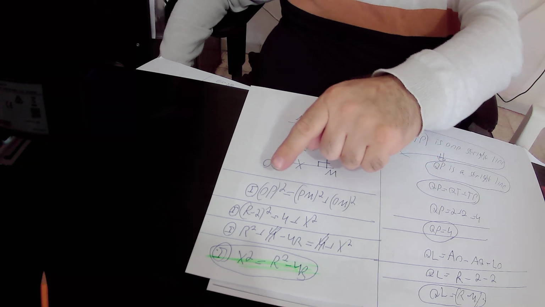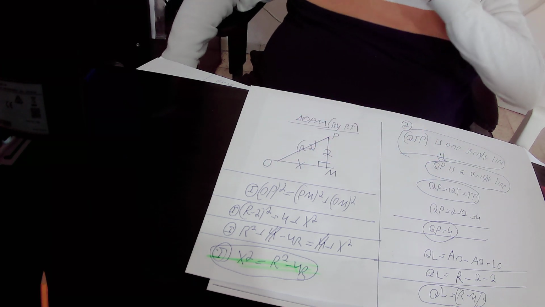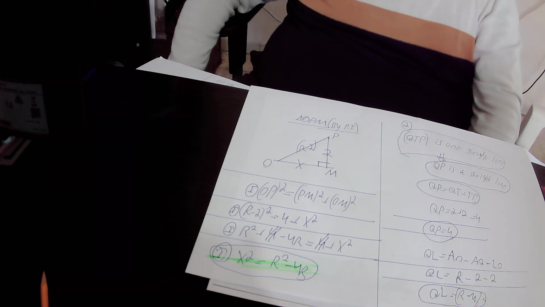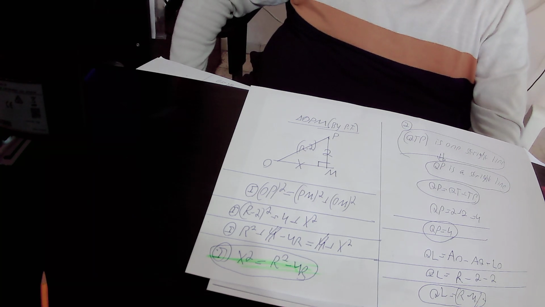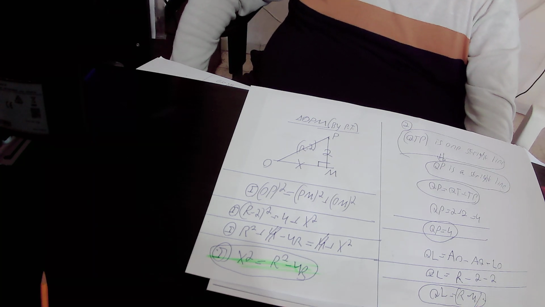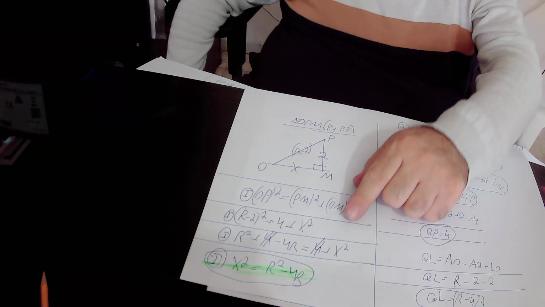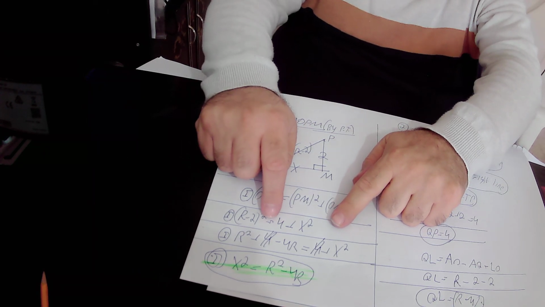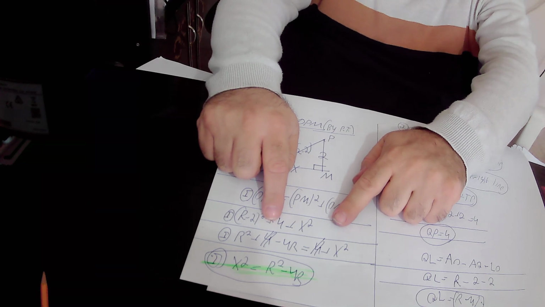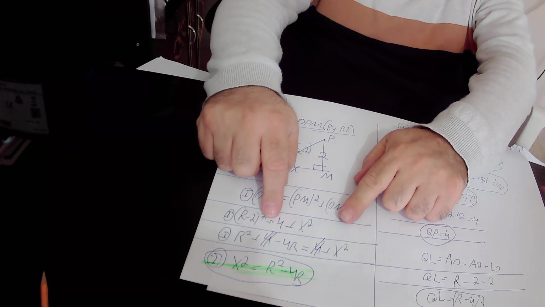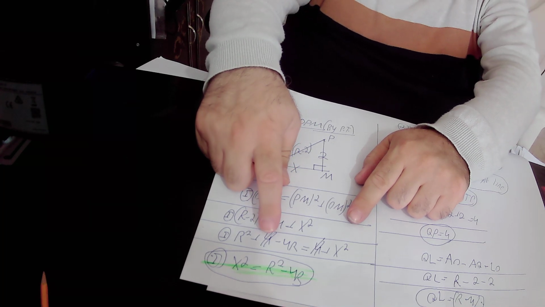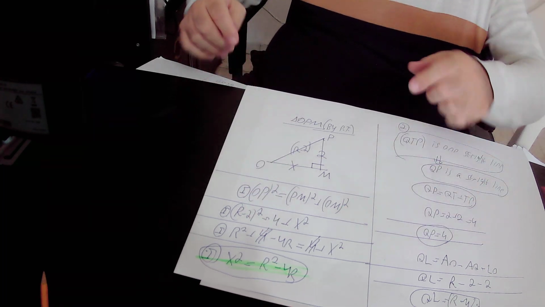Here we open the brackets on this side of equation number 1, and we found out that (R minus 2) squared equals R squared, plus 2 squared, that is 4, minus 2 times R times 2, that is minus 4R. And it is equal to 4 plus X squared. Here we have 4 on both sides of the equation, so 4 will get cancelled. And we found out that according to equation number 1, X squared equals R squared minus 4R.